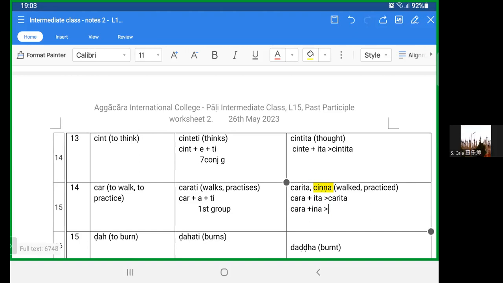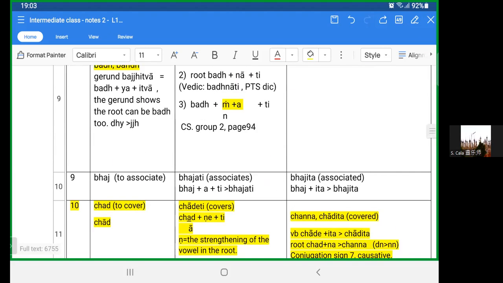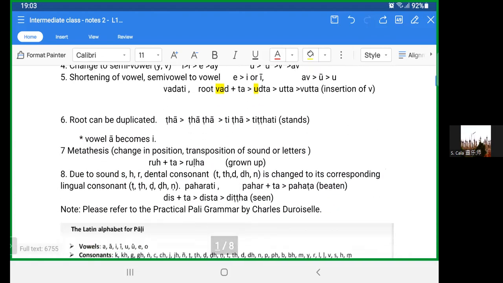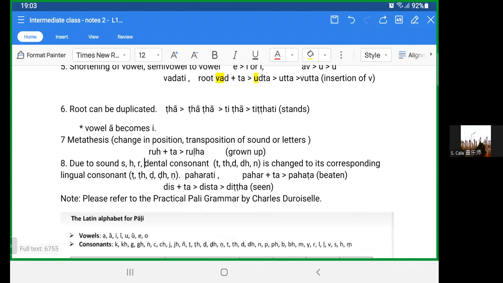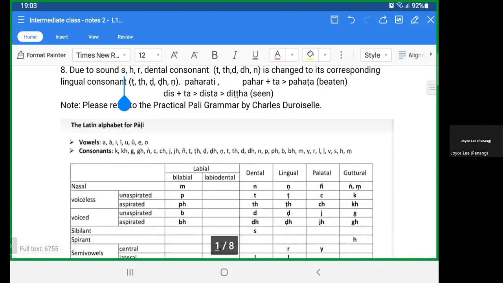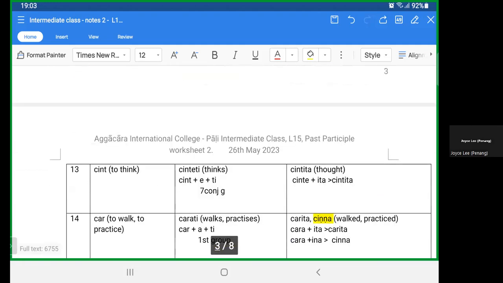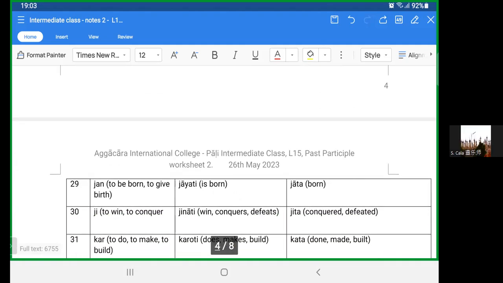INA, yes. Then change it to CINNA. But how do you get the dot dot? Must be some double root or whatever. No. Due to the rules just now. Remember the rules? One of the rules just now? Which rule? All right. The double dot. Yeah, due to R or I, this one R, dental sound, change it to lingual sound. Okay. So that's a reason. Okay. So it's actually logical if you think about that, right? Because the R will influence the N to be N dot.